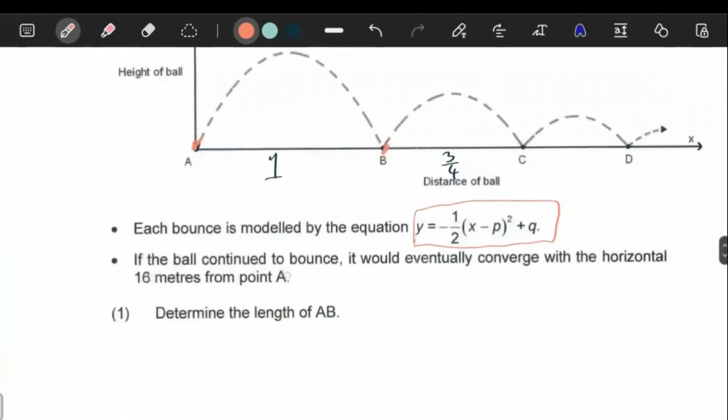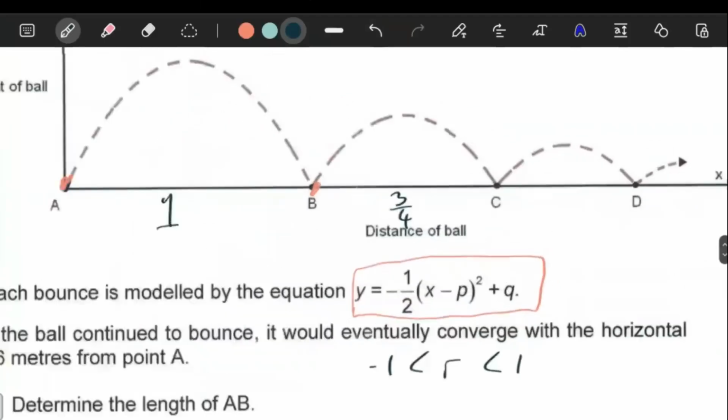It says here, if the ball continued to bounce, it will eventually converge with the horizontal 16 meters from point A. Let's read that again. If the ball continued to bounce, it would eventually converge. When they're talking about where it will eventually converge, keep in mind that anything converges if r is between -1 and 1. So the ball continued to bounce, it would eventually converge with the horizontal 16 meters from point A.